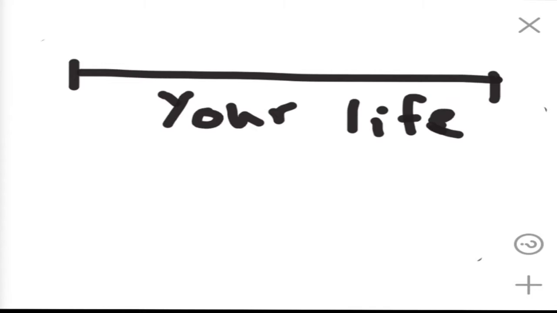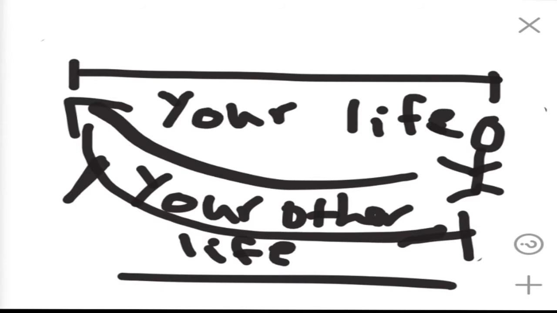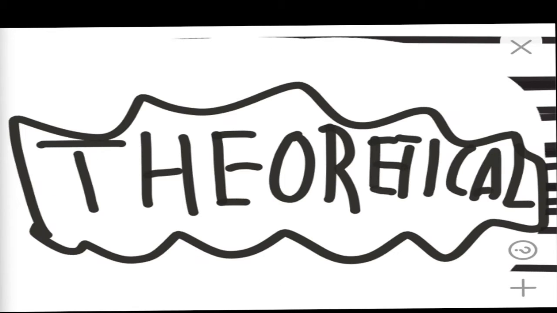To make this simpler, let's just pretend this timeline is the reality you're in right now. You travel back in time and create another timeline next to it. In this way, there would be infinite realities because there are many possibilities as to what would happen. Unfortunately, all that's only theoretical.